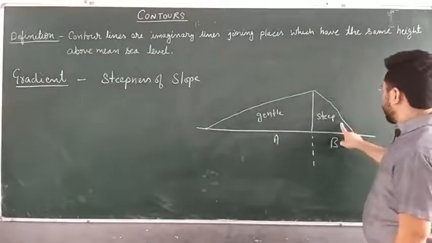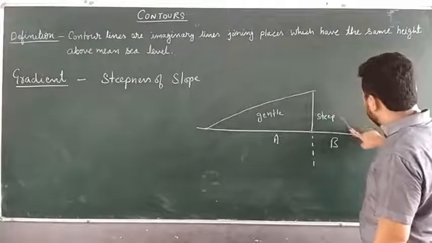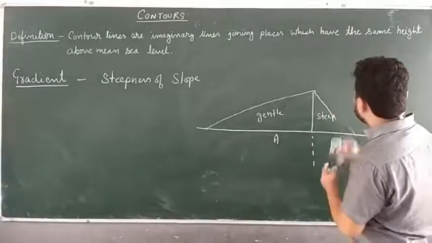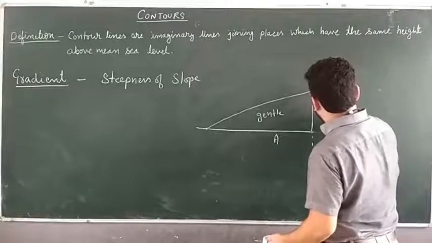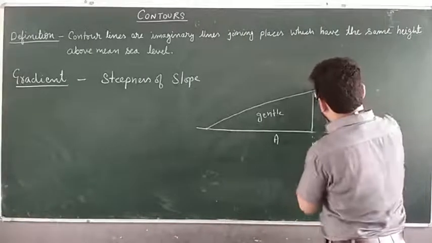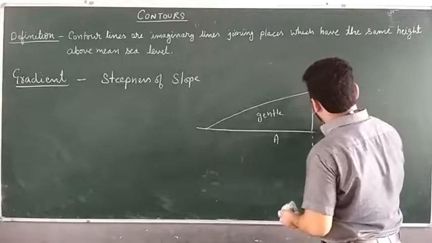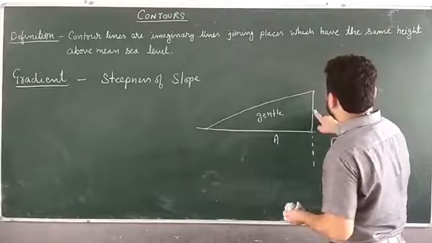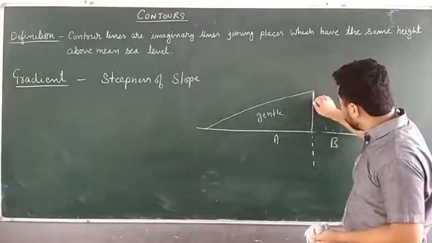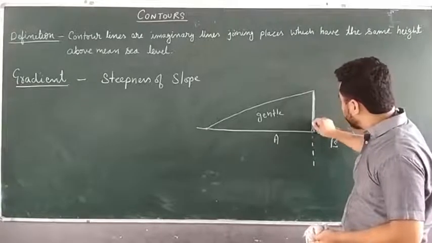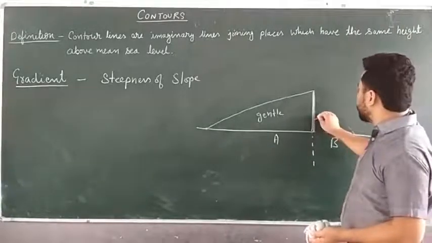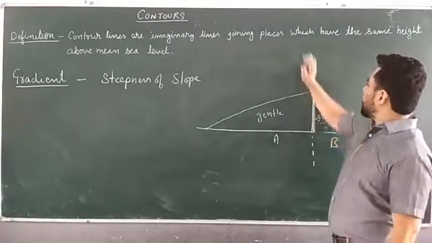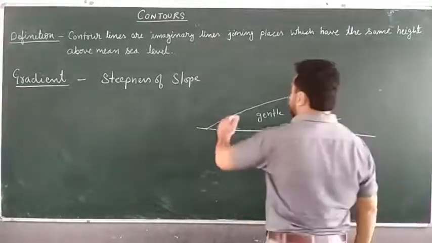A steep slope may be like this, or it may be steeper this way, or steeper this way, or it may be a cliff, very very steep, like a mountain cliff. This is also a very, very steep slope, clear? Here the land is rising abruptly from this side, and here very gently.